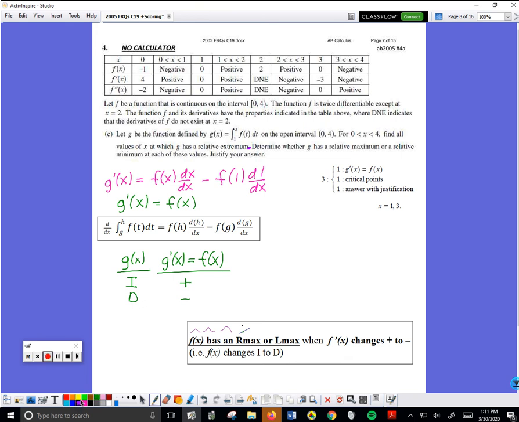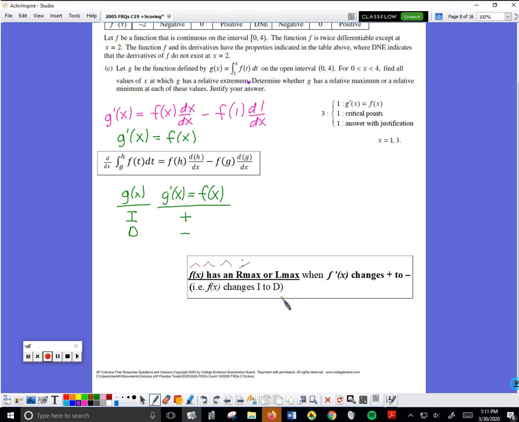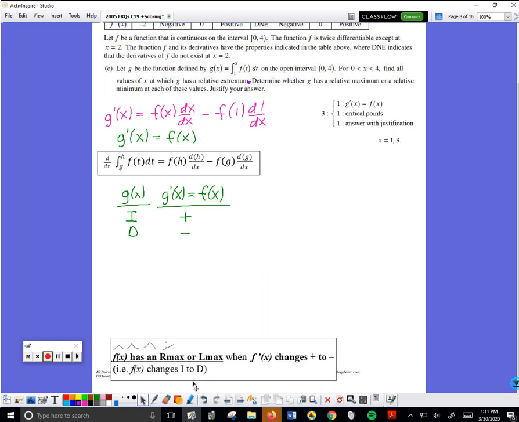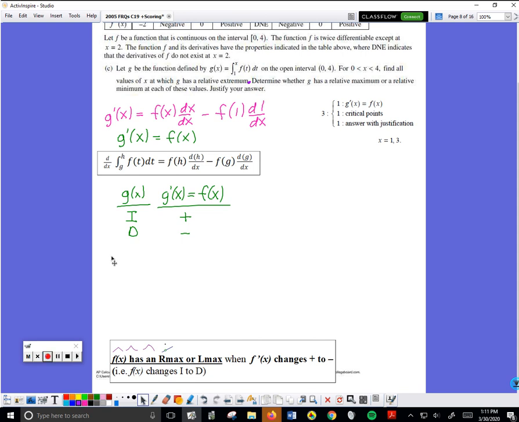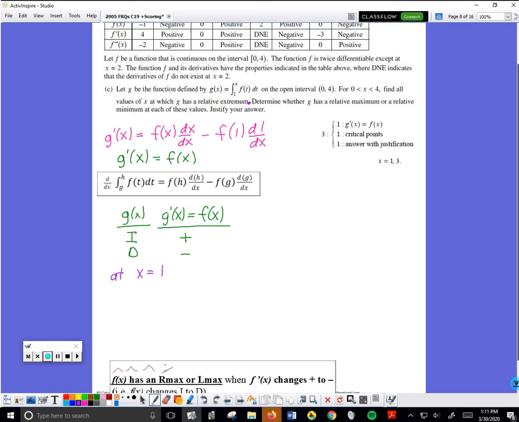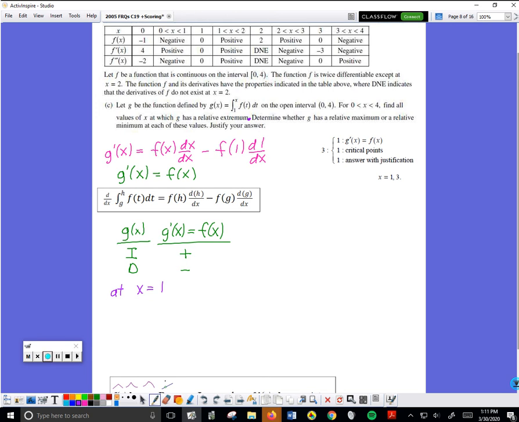So I'm going to write, at x equal 1, f, which is the same thing as G prime, changes from negative to positive, so G has a relative min at x equal 1.